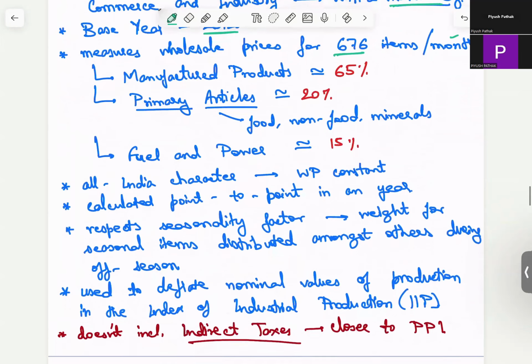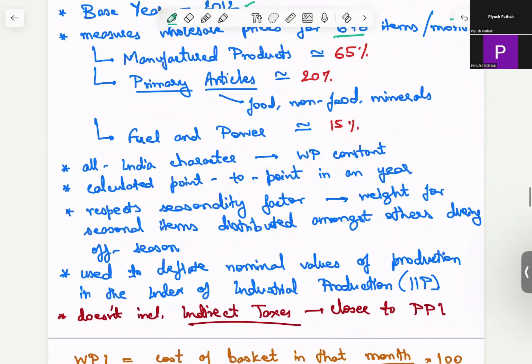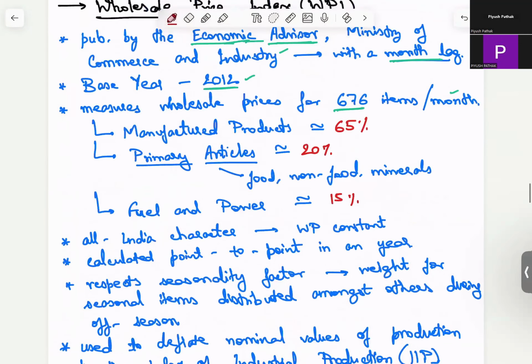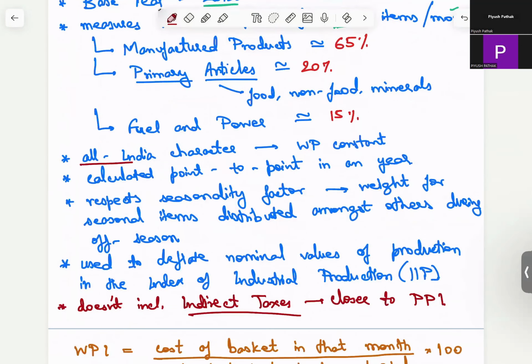Now, what are the features or the advantages of it? WPI has an all India character. I'll use a red marker. Yeah, so it has an all India character. Why does it have an all India character? It's because the wholesale prices are constant at the level of production. We have introduced a new WPI series so that it does not include the indirect taxes and the cost of logistics. This step has made it much closer to PPI.